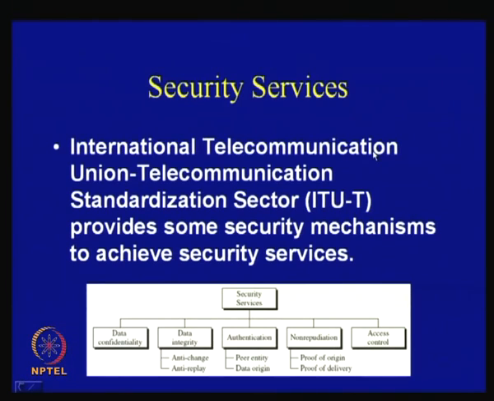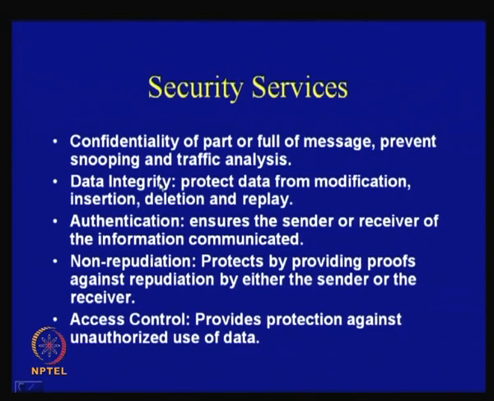Now, the International Telecommunication Union Telecommunication Standardization Sector, commonly called the ITU-T, provides some security mechanisms to achieve these security services. As we have seen the goals of data confidentiality and integrity, the three new kinds of security services that we are seeing in this case are authentication, non-repudiation, which you have also seen, and access control. I will go through this slowly, one by one.